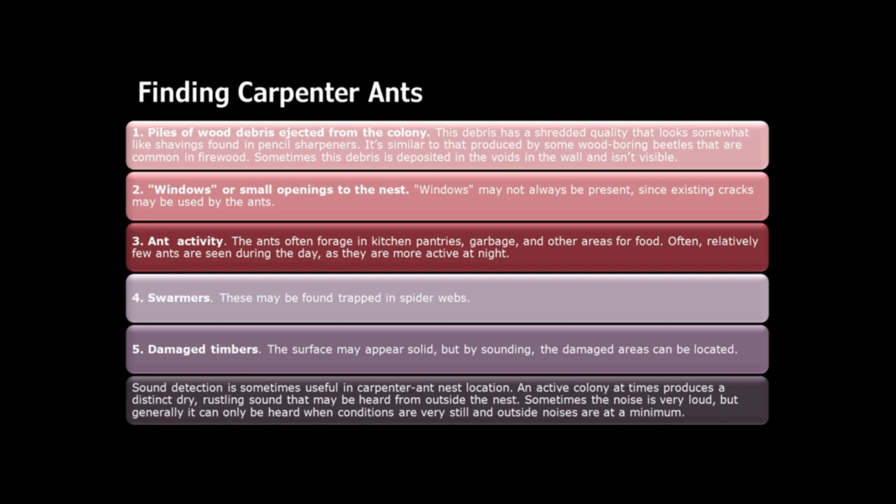4. Swarmers. These may be found trapped in spiderwebs. 5. Damaged timbers. The surface may appear solid, but by sounding, the damaged areas can be located.